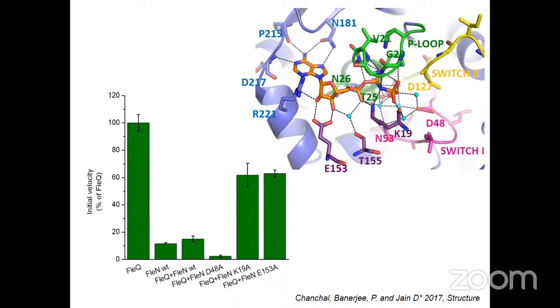We have measured affinities. I'm saying in the cell, I think the concentration of these nucleotides is sufficiently high that they can bind to both of them. And we have measured affinities. FleN's affinity to ATP is a lot higher compared to FleQ. So if there's preferential binding, we do not know. Although I feel that it will bind to both of them because the ATP concentration is not limiting in the cell. But yes, FleN binds more strongly to ATP compared to FleQ.